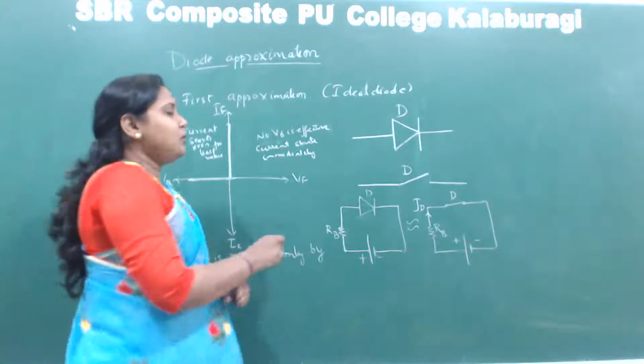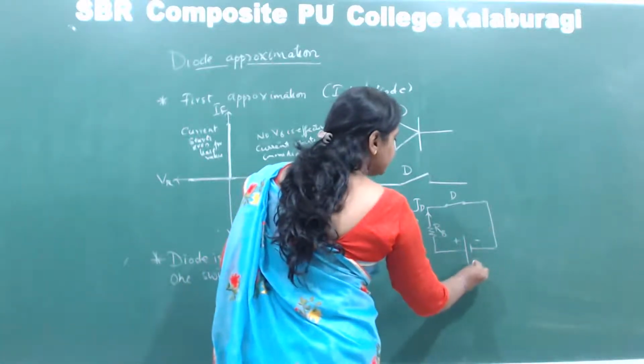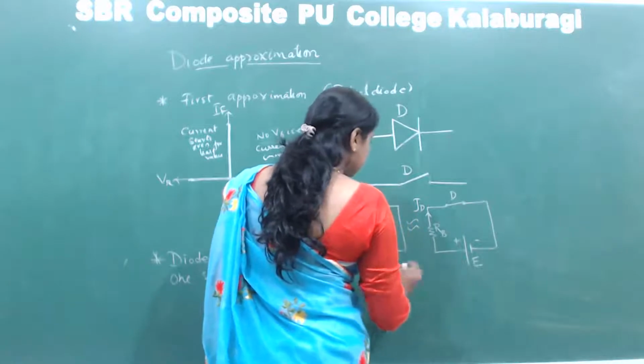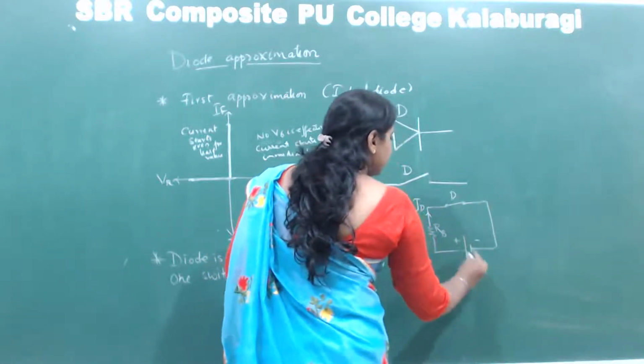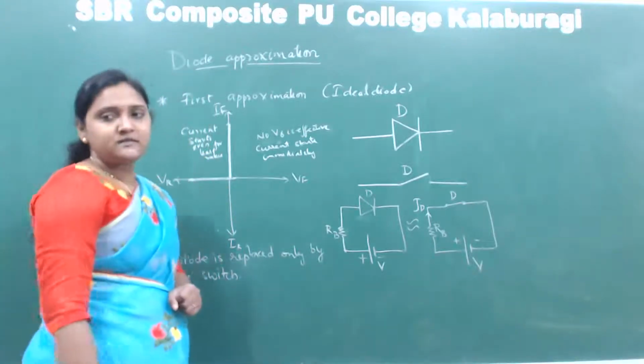So for this particular circuit, if we consider this as E, the applied voltage, otherwise just V, we can write the current equation for this particular circuit. So the current in the first approximation.